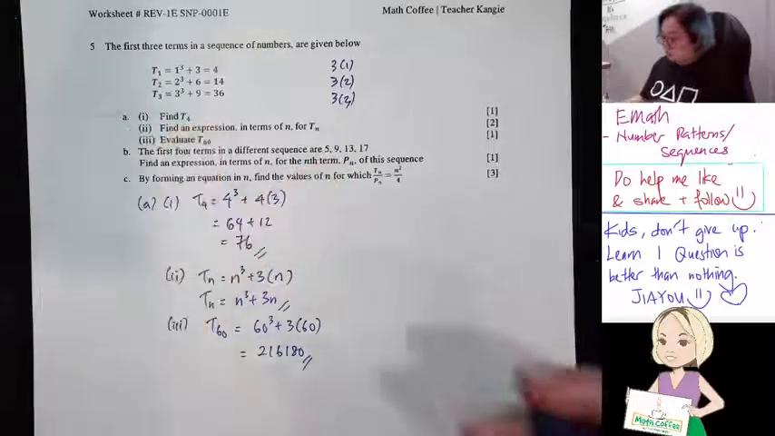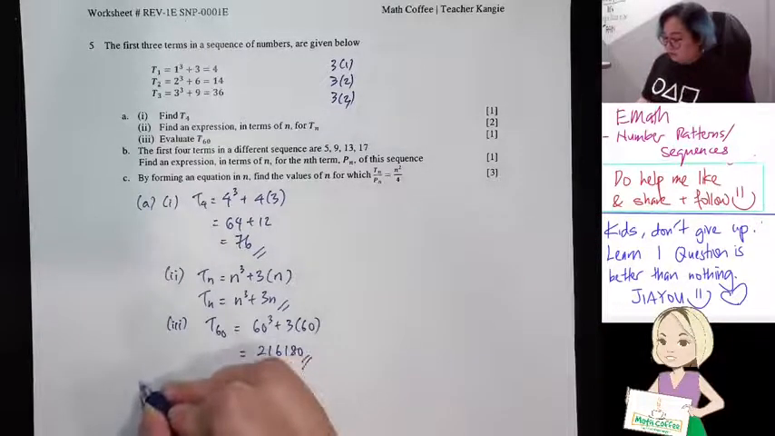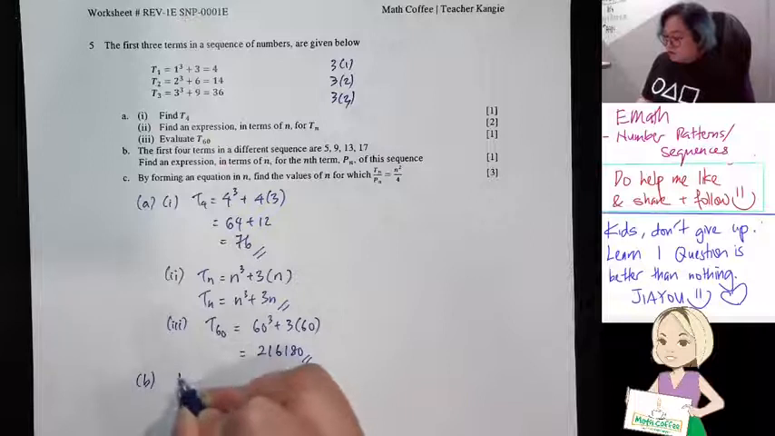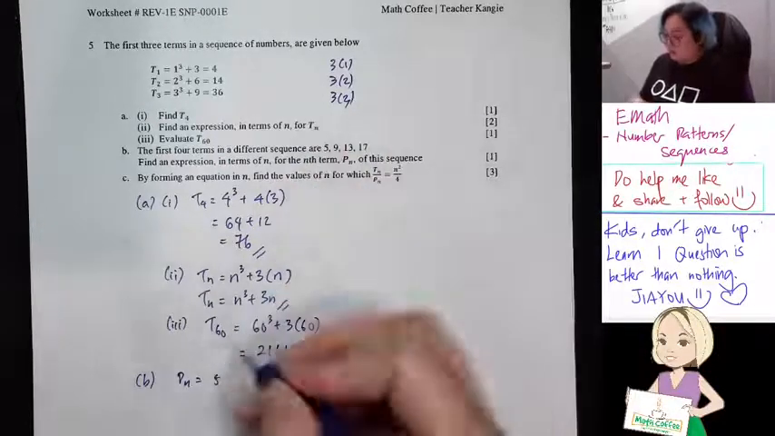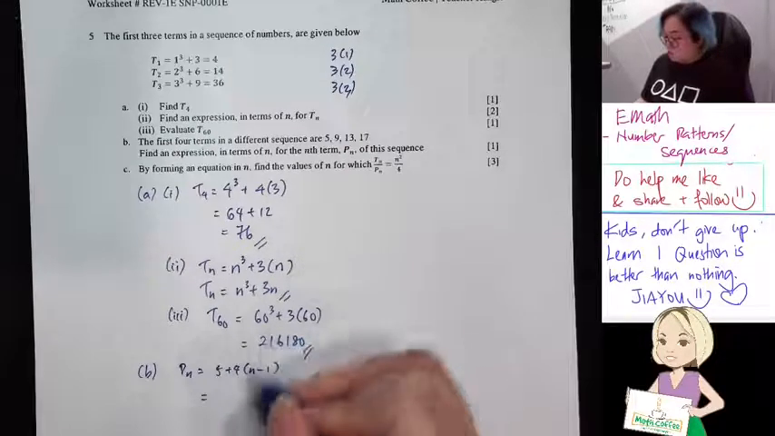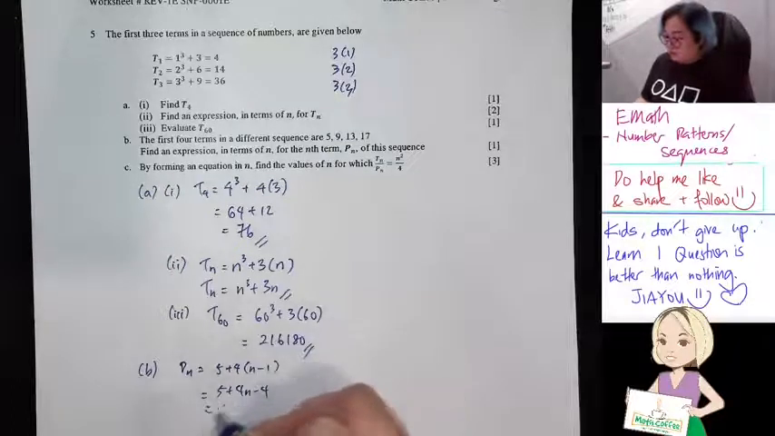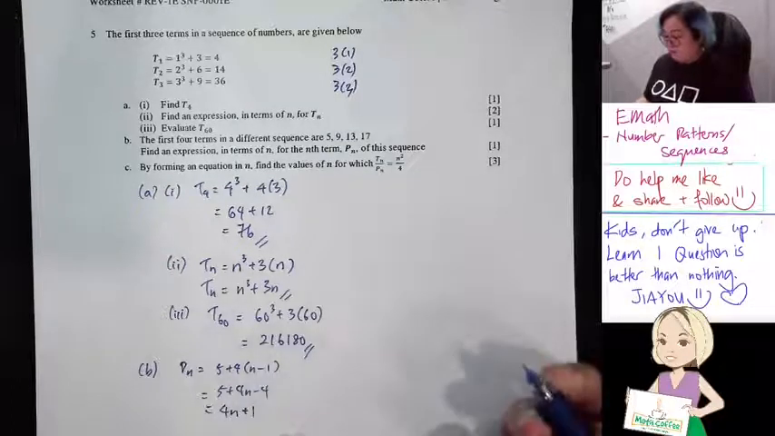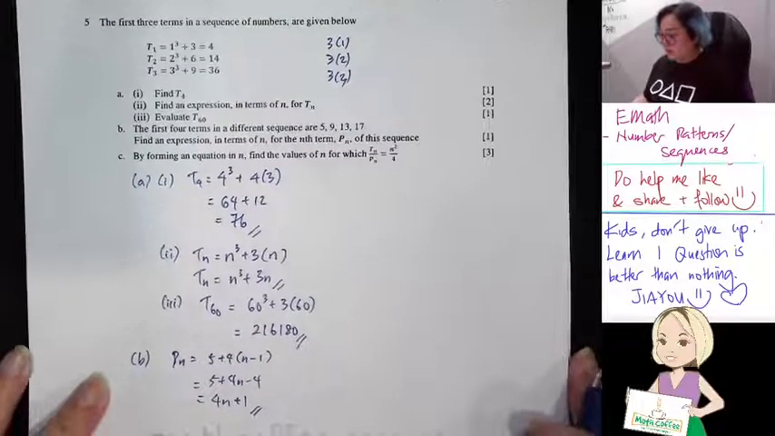Okay, I'm going to just write it here. So this one is B. So now I know my Pn. This one is the first term, which is 5. The pattern is plus 4, and then this is n minus 1. So expanding, we have 5 plus 4n minus 4. So we have 4n plus 1. So my Pn is this. Okay, now C.